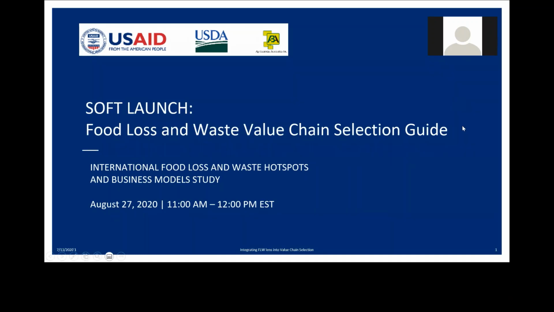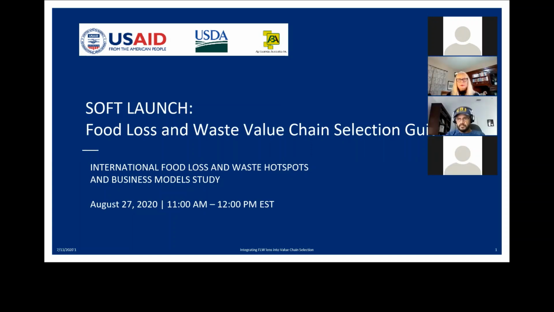Today, we are having a webinar called the Soft Launch for our Food Loss and Waste Value Chain Selection Guide, which is part of a study that's being led by Agribusiness Associates called International Food Loss and Waste Hotspots and Business Models Study. So we're really happy to have you here.